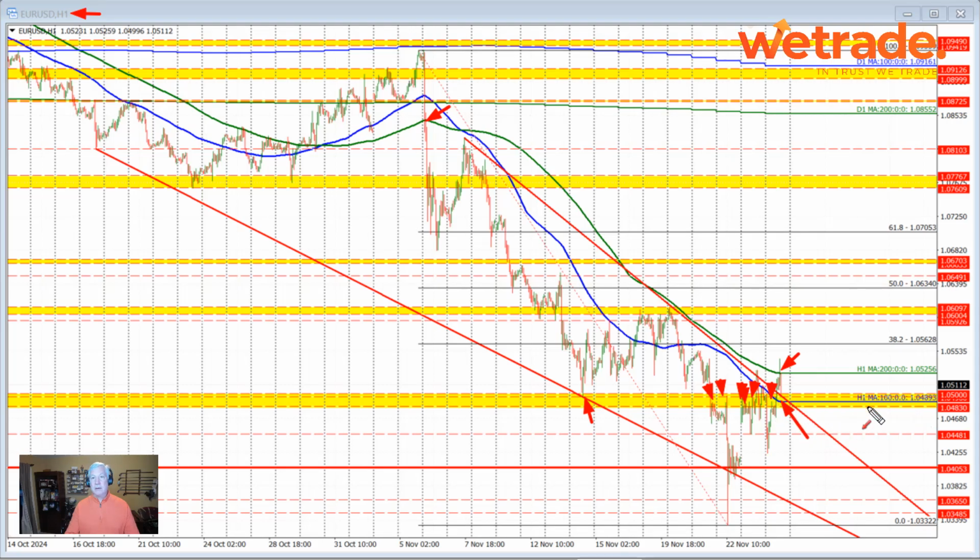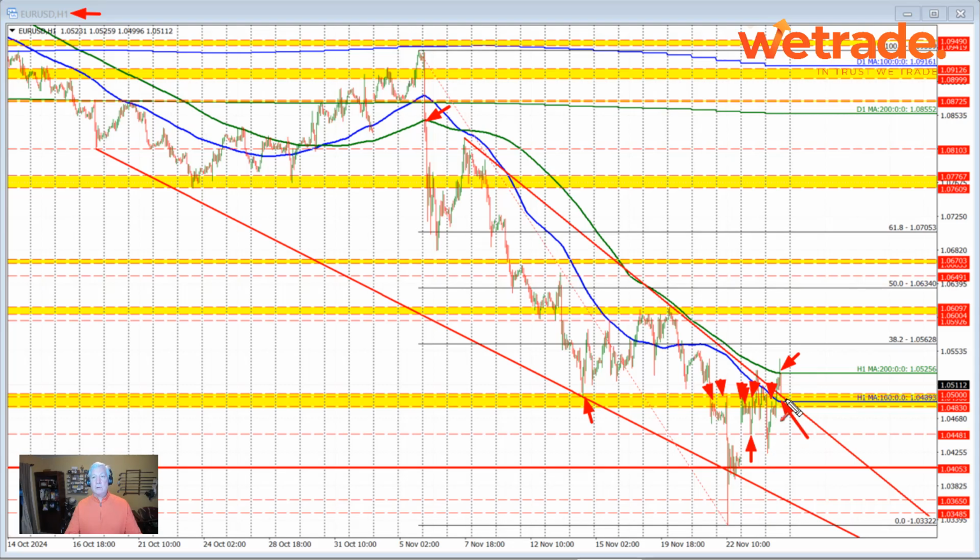Also in this area is the 100-hour moving average. It comes in at 1.04893. If we break below that level and then get below the 83 level, I think the buyers are going to turn to sellers. The buyers are going to be disappointed on the break to the upside, and the momentum should shift further to the downside, with perhaps this level of 1.0448 as the next key target. That was yesterday's low, I should say.